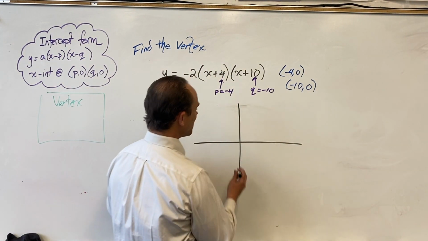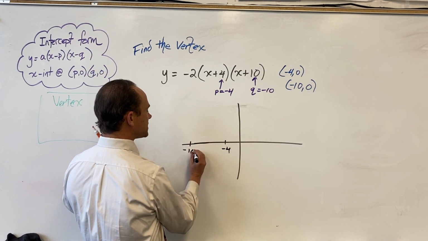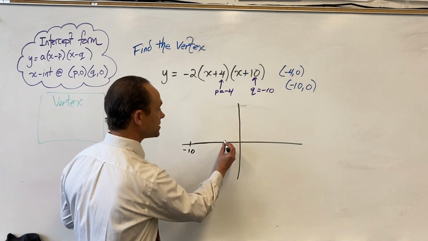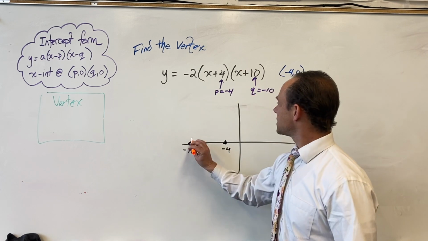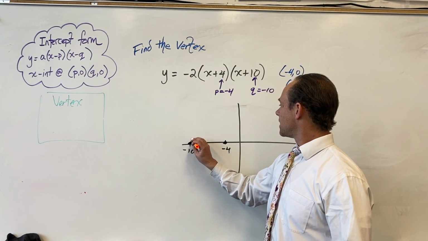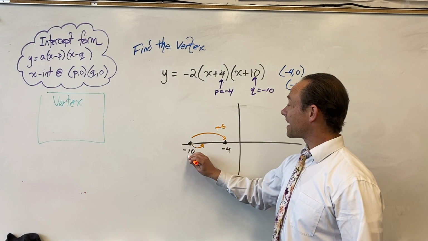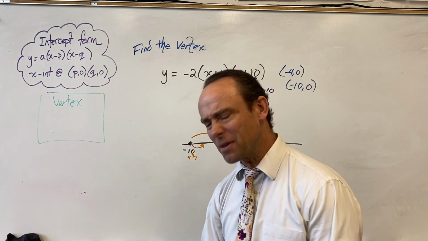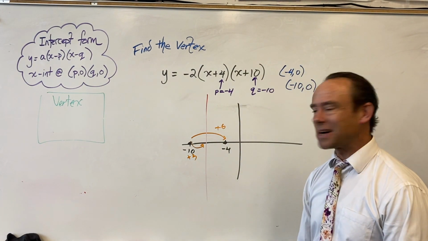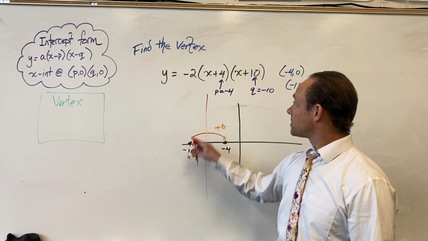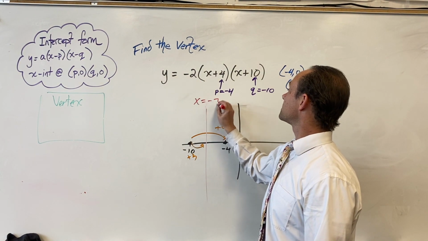I'm going to go -4 here and put -10 there. Those are my two intercepts. So let me split the middle. If I'm at -10 and I want to count to -4, I have to add 6. So if I add 3, I must be in the center. I want to get as close to the center as possible. -10 plus 3 would be -7. So we would have x at -7.